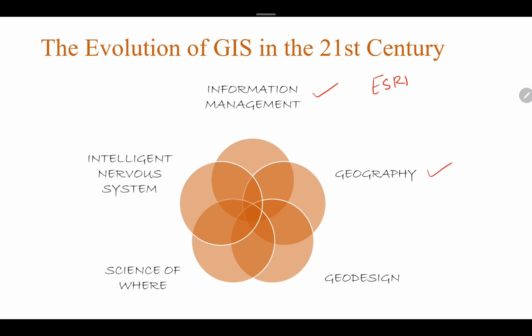Then there is something called geodesign. So this did not happen until 2010. That geodesign became ESRI's primary vision. So it basically rethinks how we inhabit the world by combining geography with design. So how we can combine geography, computers, and design together, that comes under geodesign. GIS basically talks about the science of where.